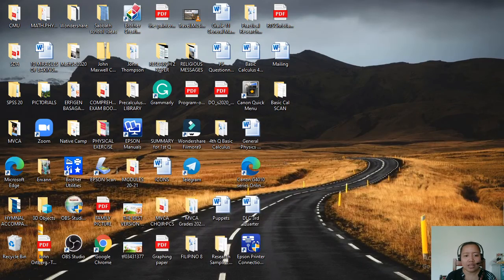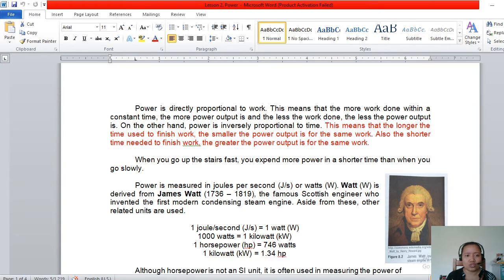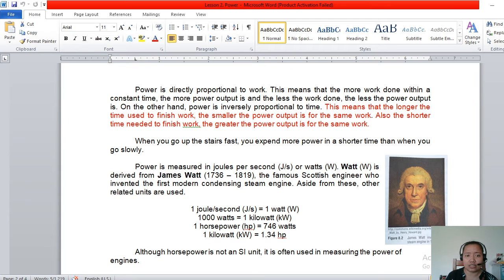So as an explanation, this means that the longer the time used to finish work, the smaller the power output is for the same work. Also, the shorter the time needed to finish work, the greater the power output is for the same work. So, when you go upstairs fast, you expend more power in a shorter time than when you go slowly. Power is measured in joules per second.